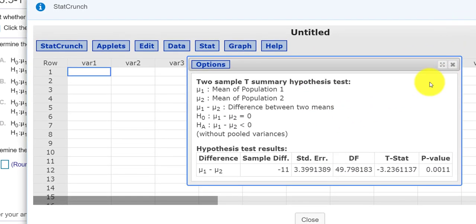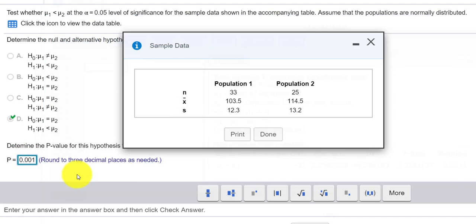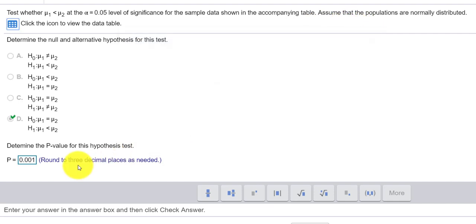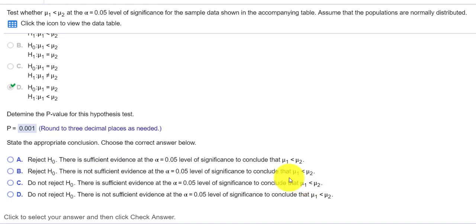All right. My p-value is 0.001. I believe we have to round to 3 decimal places. Yep. Check answer. Nice work.